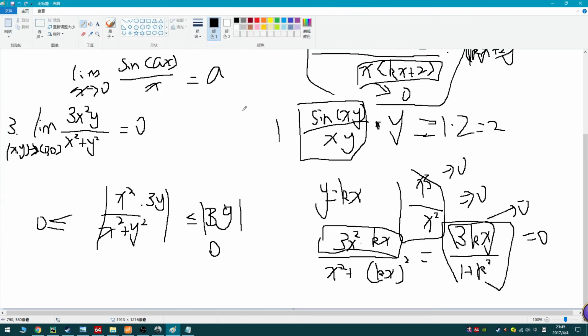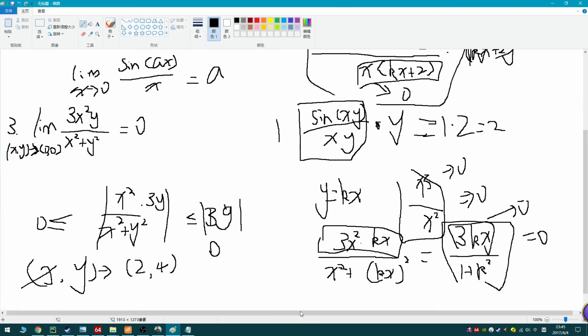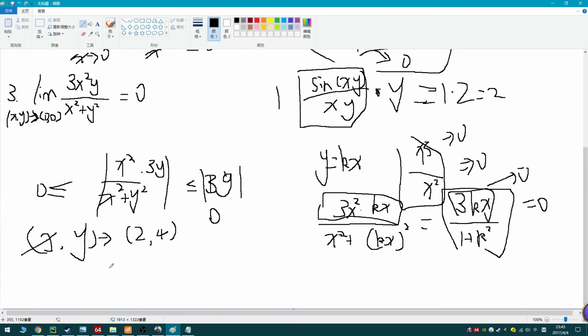So let me finally give you the non-zero approaching method. For example, we want to deal with the limit where x and y approach 2 and 4. How do we do these questions? We want y equals kx plus b, right? Because that covers all different directions. But we cannot just say y equals 2x or y equals x plus 4, or whatever, because we would have different intercepts. Let me give you an example.